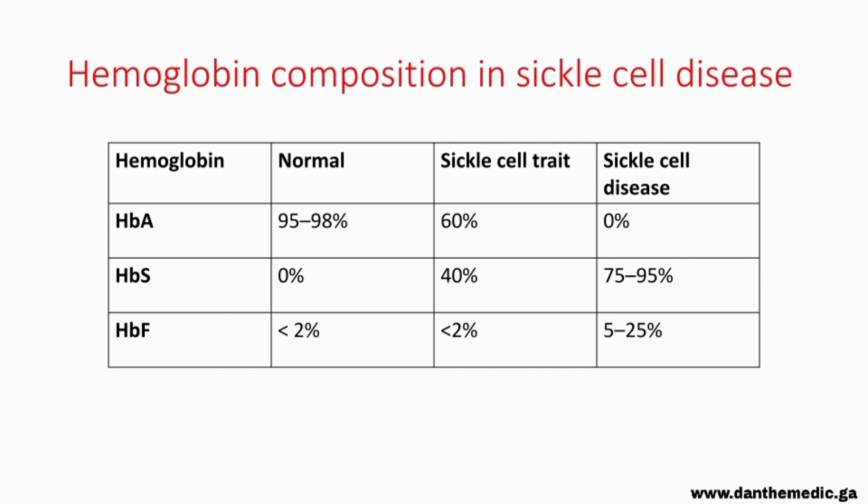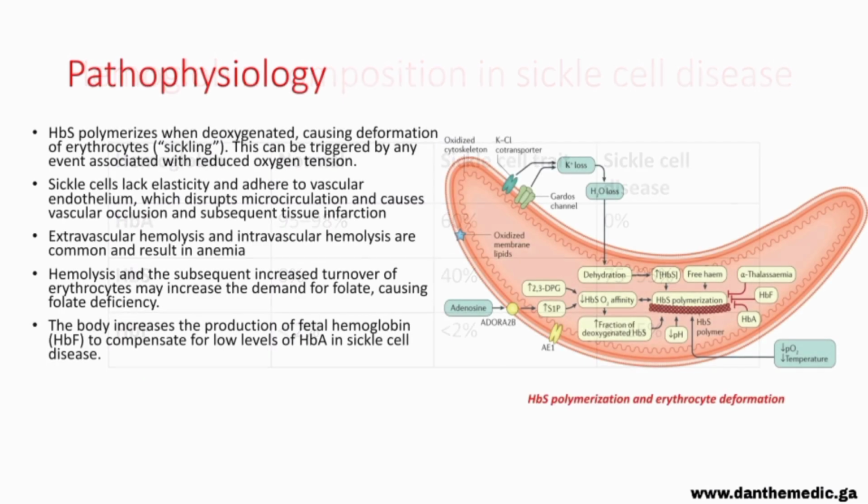As for the fetal hemoglobin, in normal people it's less than 2%. People that have sickle cell trait also have less than 2%, but sicklers have about 5 to 25%. The reason for this high fetal hemoglobin will be discussed a little bit later.